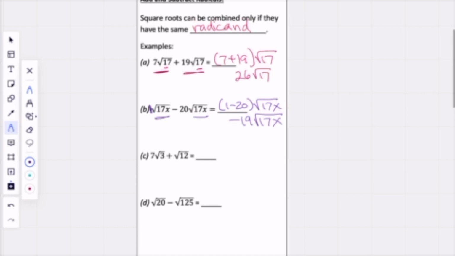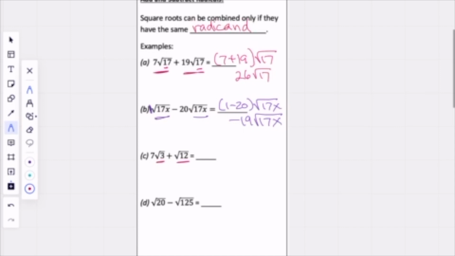Okay, looking at example C here, I have a radical 3 and a radical 12. That's a problem. I can't combine them because they don't have the same radicand. Oh, but wait, can this square root of 12 be simplified?